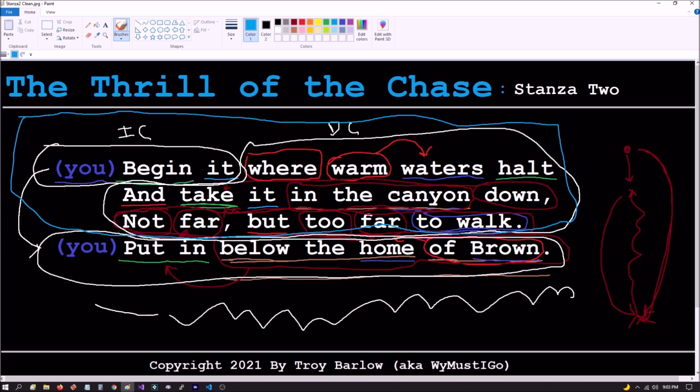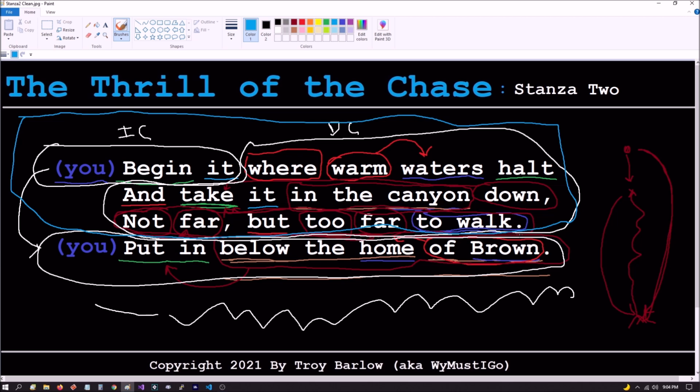And he's telling you to put in below that area, put in below the Home of Brown. He's defining the Home of Brown. So in the context where this is, it needs to be relevant to below the Home of Brown in some way or form or fashion. So again, the directive here is you begin it, and then you are going to put in. You're going to begin it where warm waters halt and take it in the canyon down.